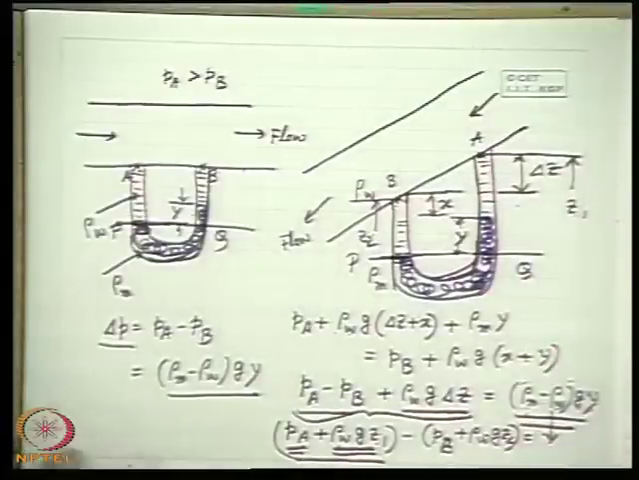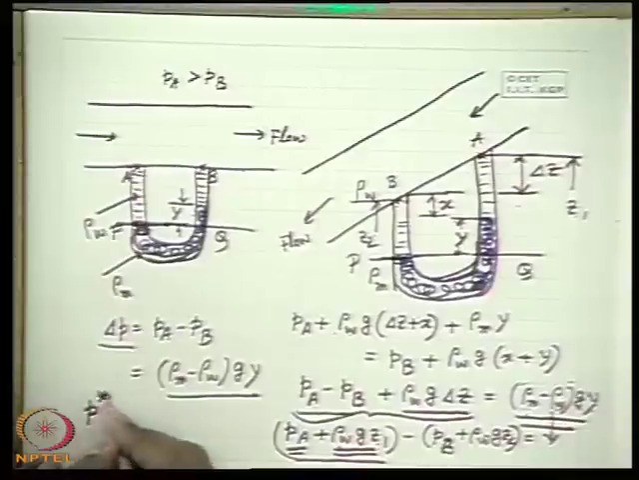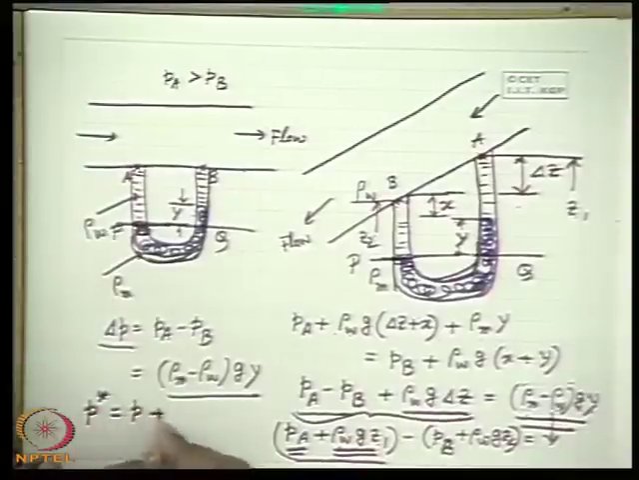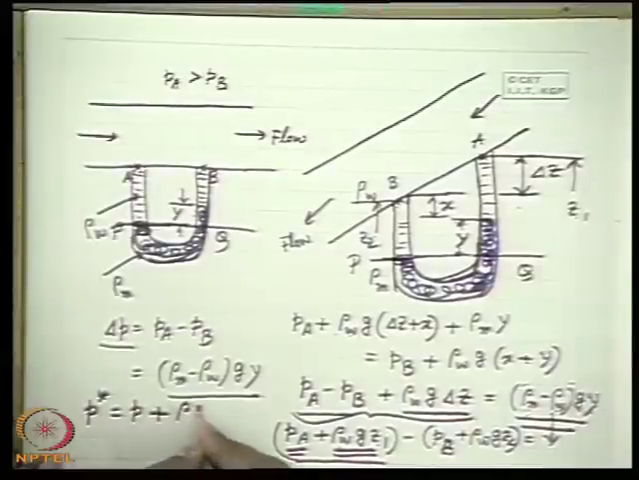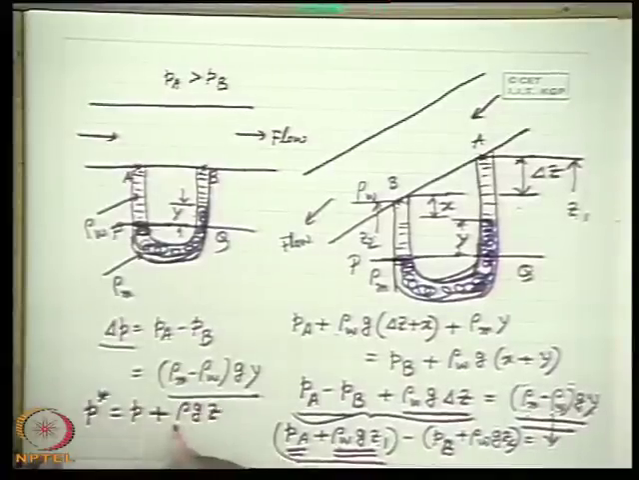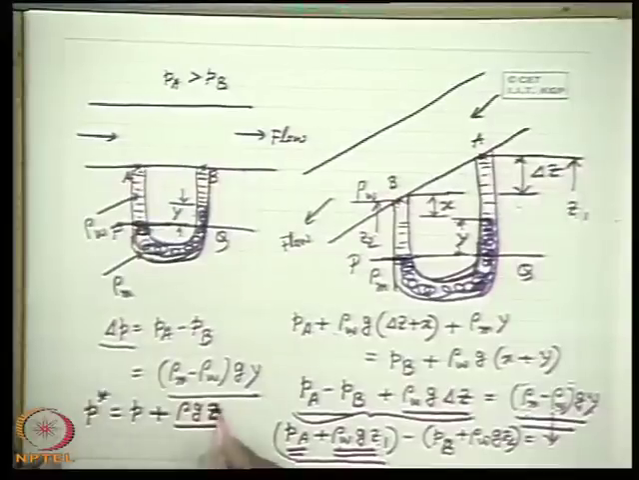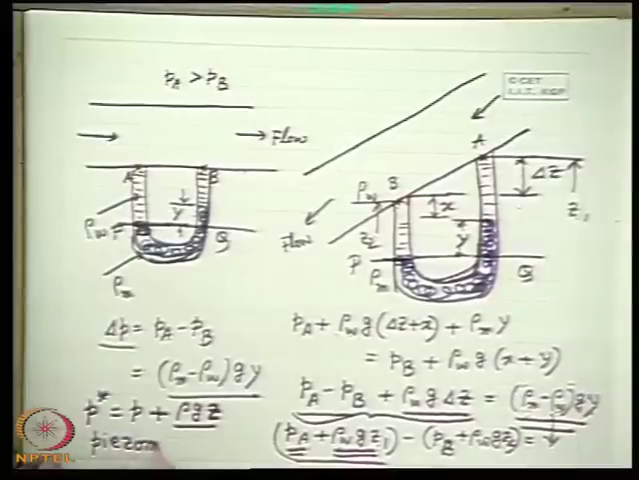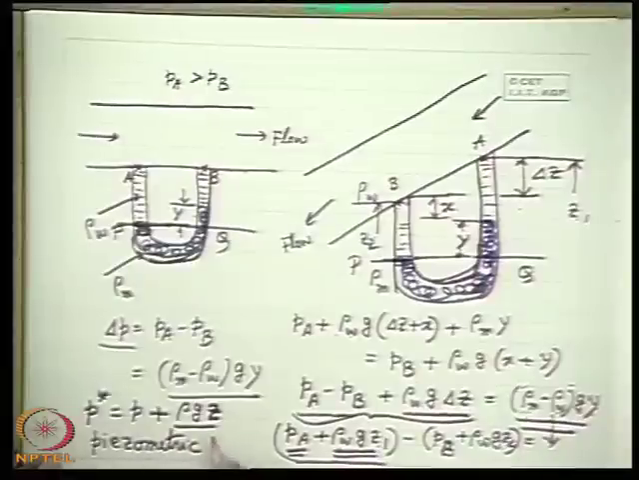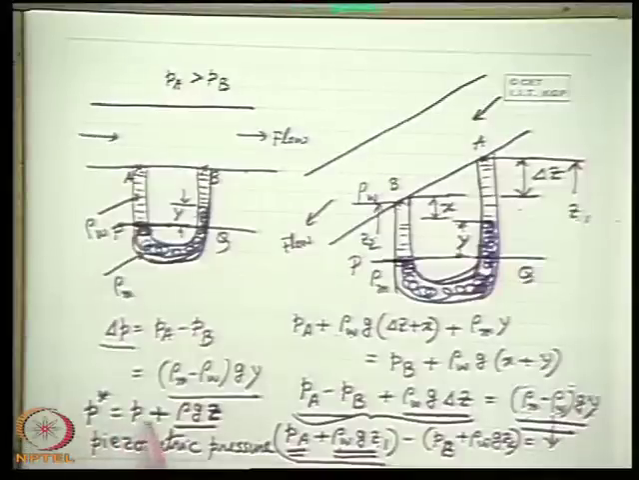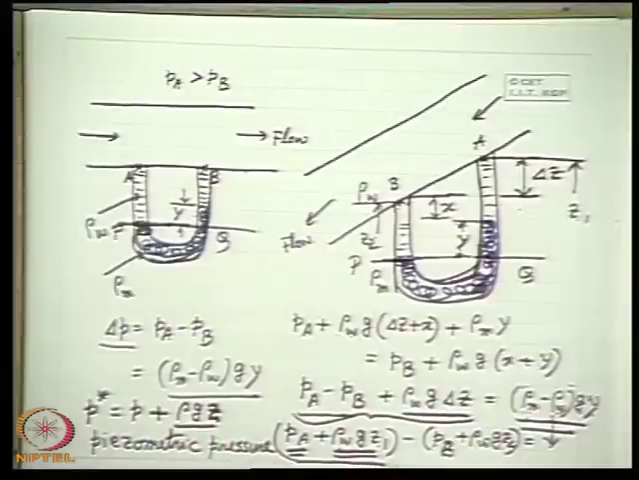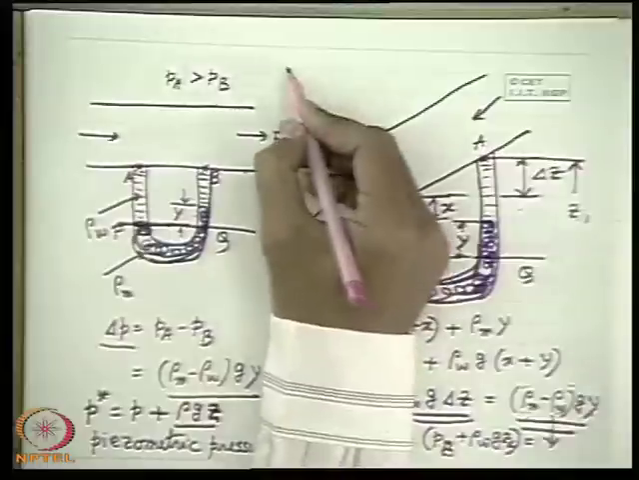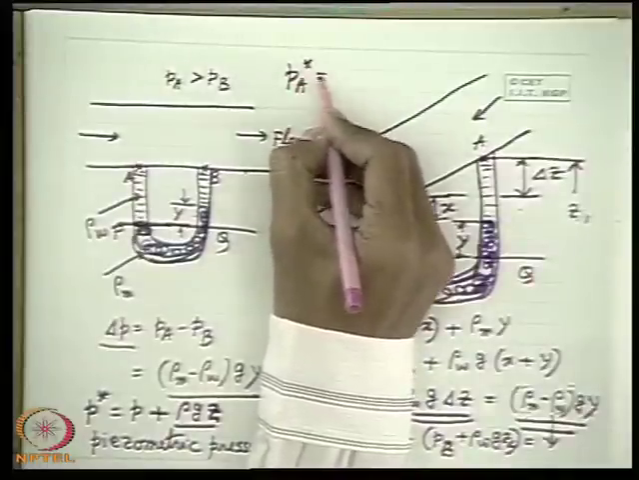So, this term is known as P star, that is piezometric pressure. That is, piezometric pressure is defined as the static pressure plus the equivalent pressure corresponding to its vertical elevation from a reference datum. So, this is a very important definition which we will come across afterwards, piezometric pressure. So, always piezometric pressure is defined as static pressure plus the pressure equivalent of its elevation from a fixed datum, rho g. So, therefore, it registers a piezometric pressure difference Pa star minus Pb star.